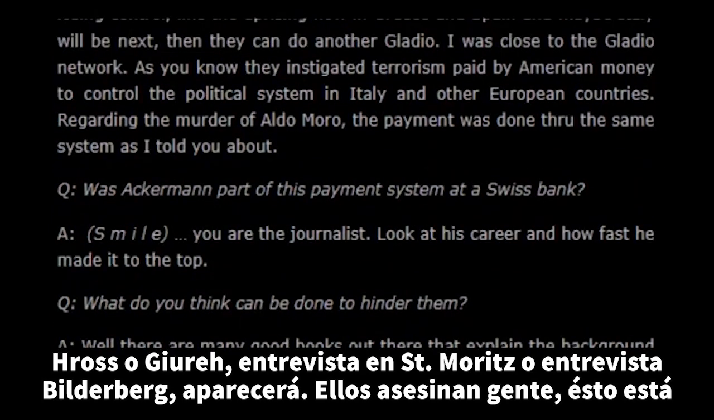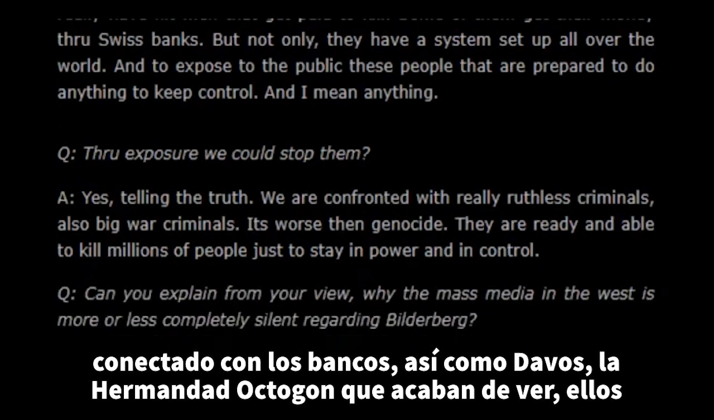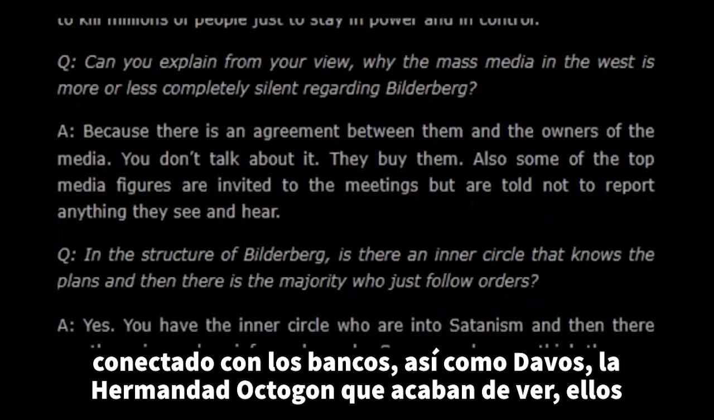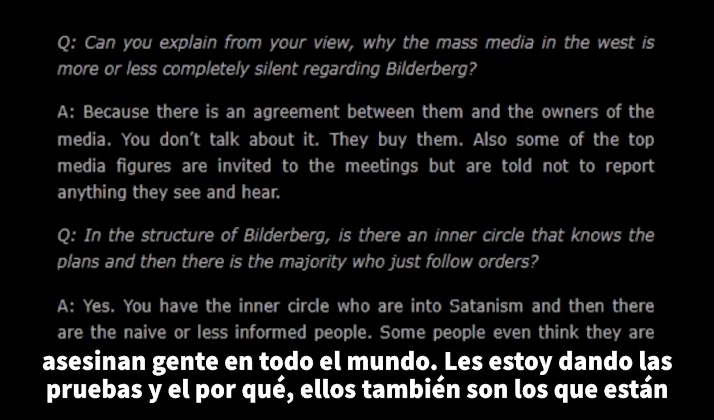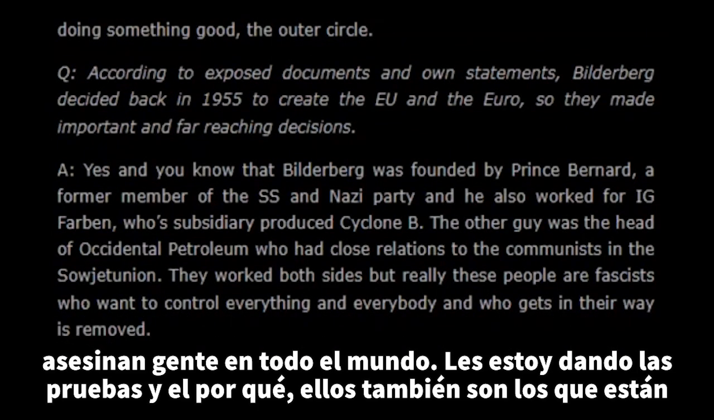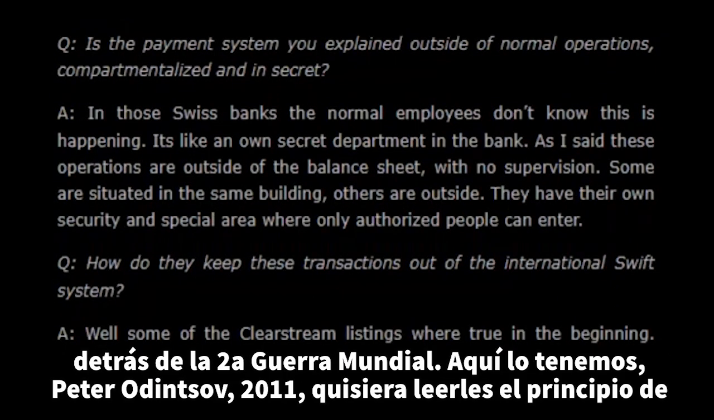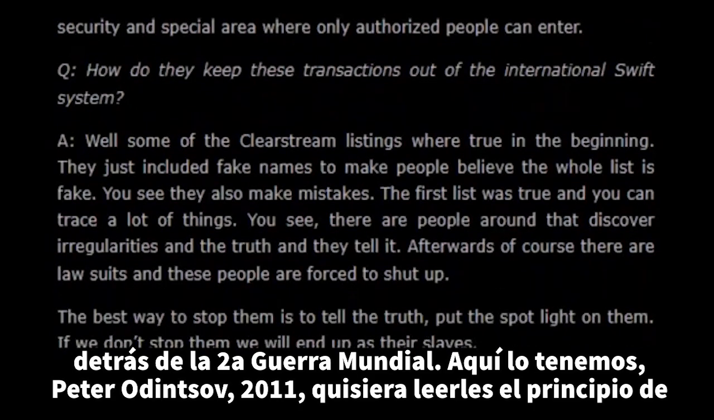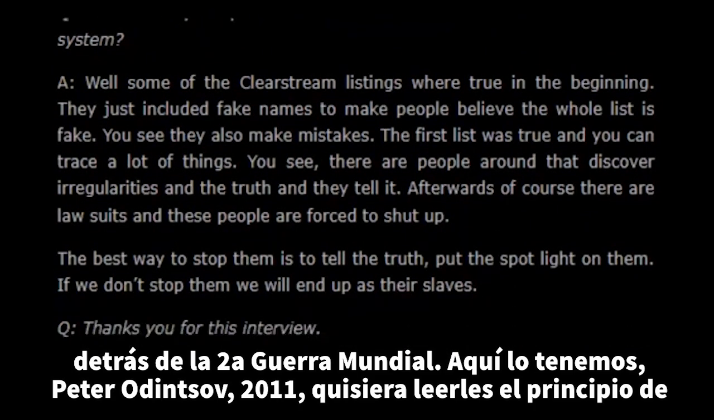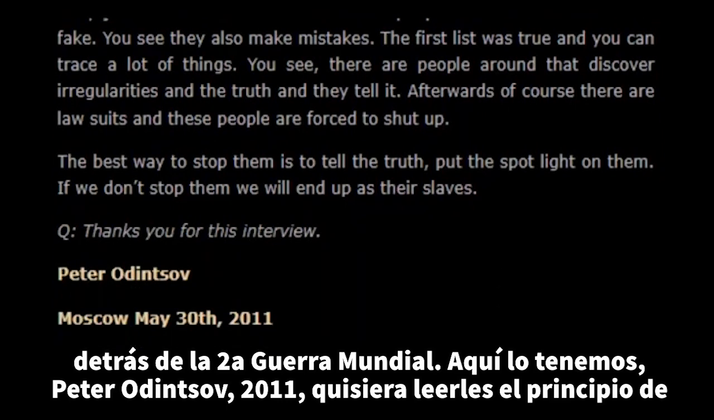So they kill people, and it's all connected to the banks, just as Davos, the Octagon Brotherhood you just saw before. They murder people all over the world. And I've been giving you the proofs and why. They're also the ones behind the Second World War. So there we are, we got it. Peter Odensov, 2011.